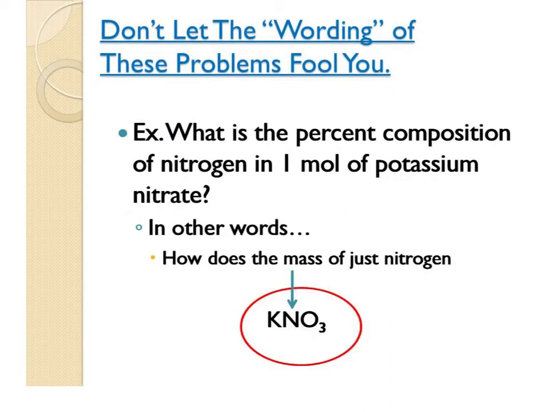Okay, so for these problems also, one of the big things is you have to be able to write the formula correctly. So again, if you are someone that has trouble writing formulas, you might want to review the other video I put up about that, or just review some notes or homework or something. So the first thing you have to do is know the formula of potassium nitrate, which is KNO3. So this problem is asking you basically what mass of the KNO3 is just the N.